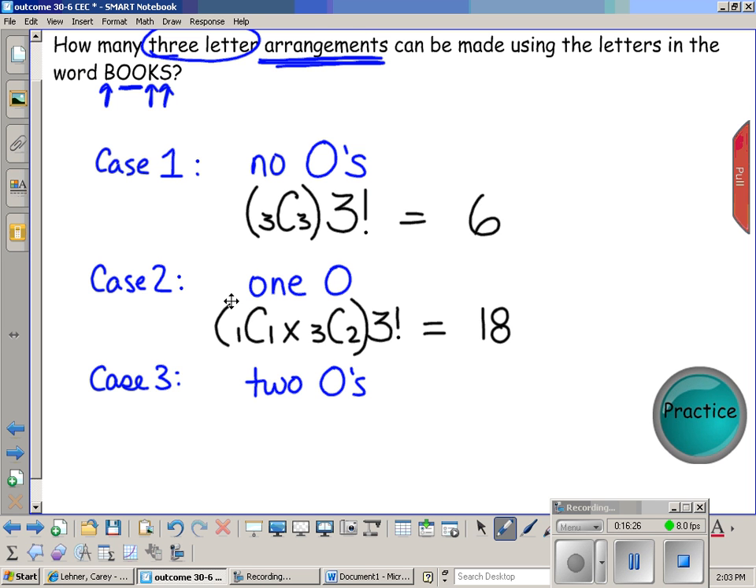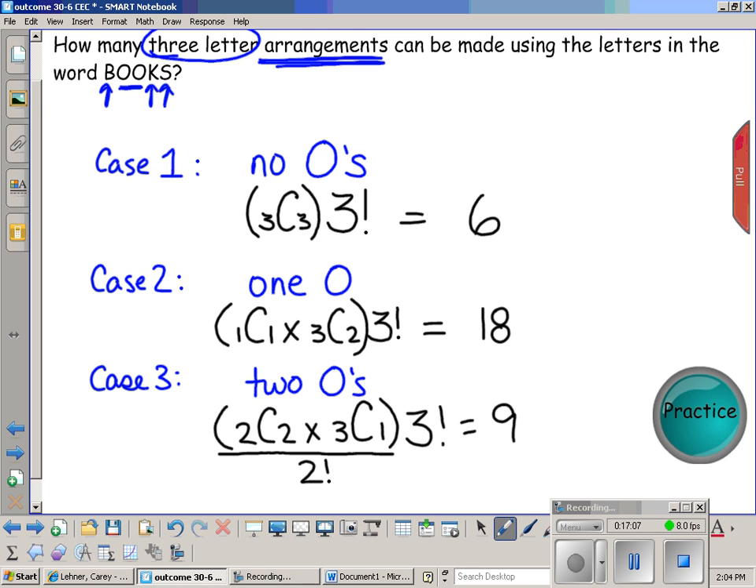Now we want to find all the possibilities where there are 2 O's. So what we have is 2 O's, and we're going to choose both of them. We have 3 non-O's. We're only going to choose one of them. But here's something to remember: repetition. We need to divide by the ones that repeat, and there are 2 O's that we are specifically using. So we need to divide out by 2 factorial. Now we're going to take all 3 of the letters we have chosen and arrange them. There are 9 different ways that this can be done.